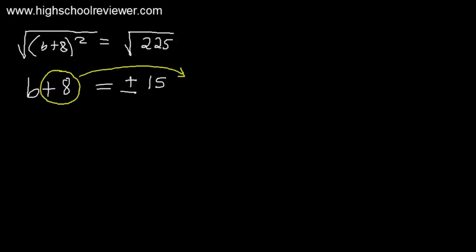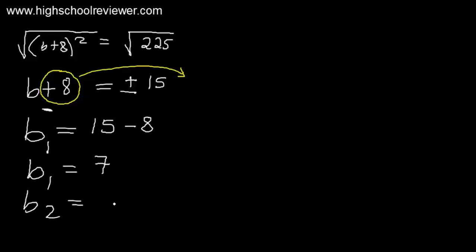So we will have two values for b. Our first value for b will be, first we are going to use positive 15. Now if we transpose positive 8, it will change sign. This will be negative 8. So this will be our b1. So our b1 will be 15 minus 8, that will be positive 7. And for our b2, that will be negative 15 minus 8. So b2 here will be equal to negative 23.